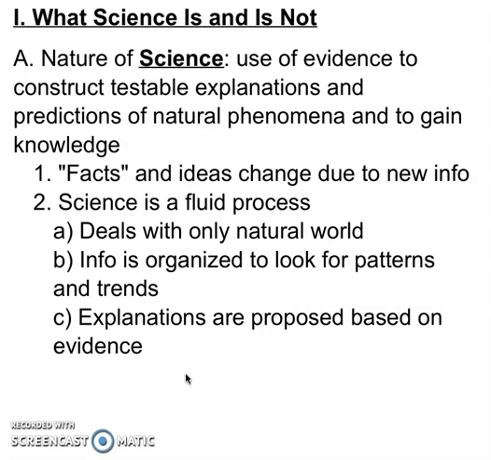I know maybe in elementary school you were taught the scientific method and how it was very rigid. Like first you do this, you ask a question, then you test it, and then you collect data. Well, that's not always the case. It's actually more like a flow chart, and depending on the situation, you can jump from one concept to another. But it does deal with only the natural world. A lot of times we organize our information to look for patterns or trends, and then the explanations that we come up with are based on the evidence that we've collected in those experiments.